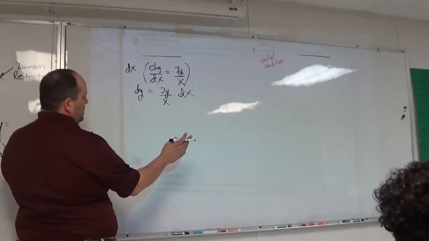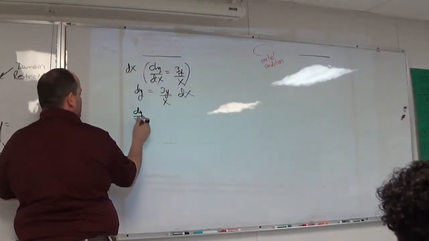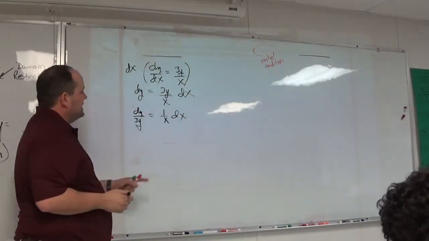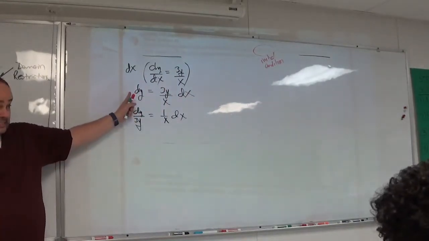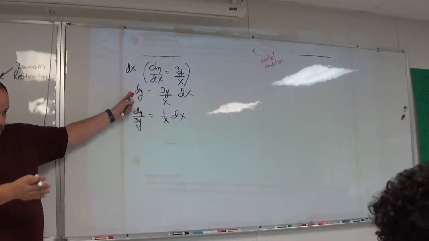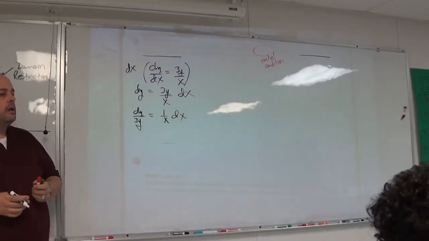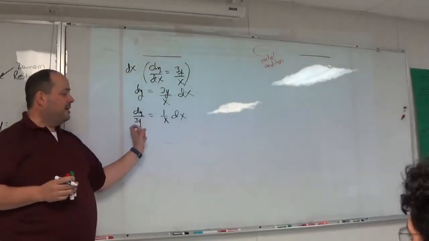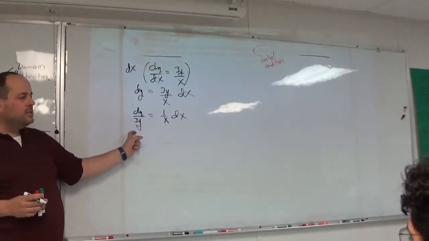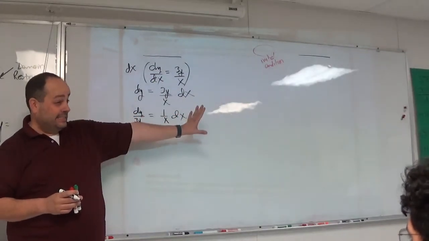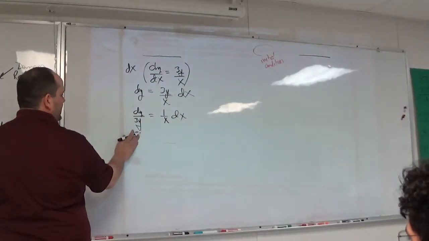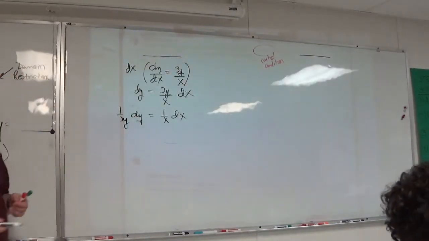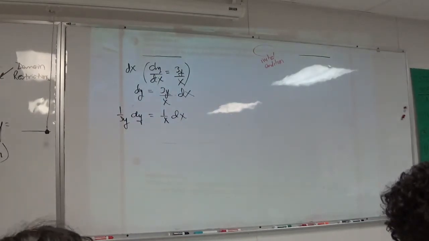Divide by 3y. So the next move: dy over 3y equals 1 over x dx. Is it legal to divide both sides by 3y? Yes, as long as you do it to both sides. You could make it dx over x, but honestly, I'm more worried about the way I chose to write this side. Because when we integrate, you want the dx as the dead last thing. So a better way to write this is 1 over 3y dy. Have we separated the variables? Yeah.